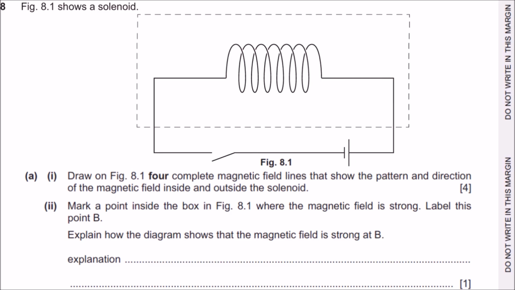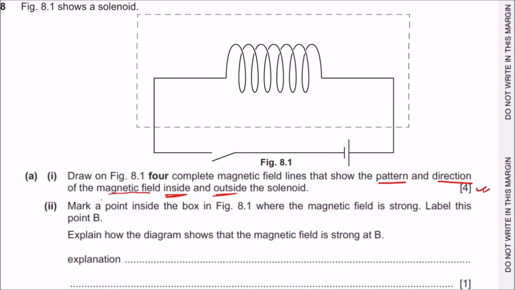Question number 8 reads, Fig 8.1 shows a solenoid. Draw on Fig 8.1 4 complete magnetic field lines to show the pattern and direction of the magnetic field inside and outside the solenoid. And it's a 4 marker. There is a lot of work here.